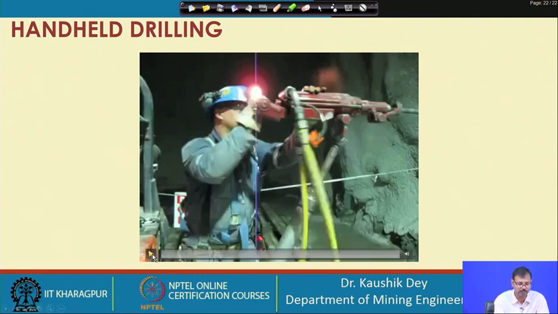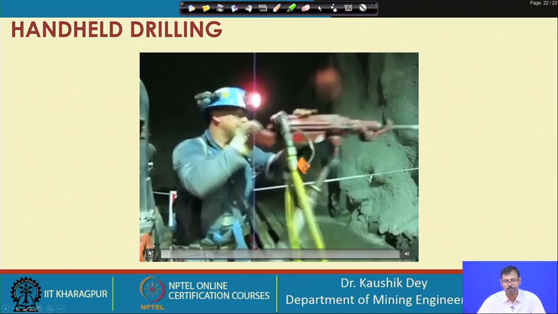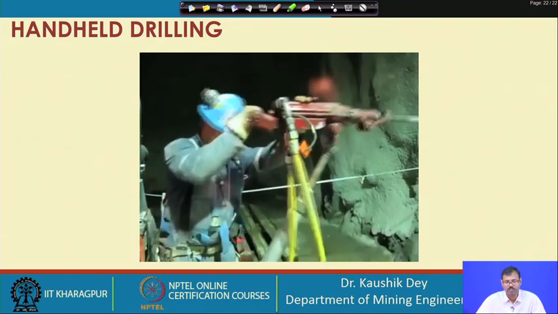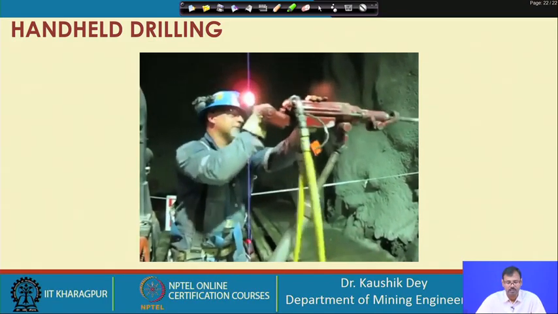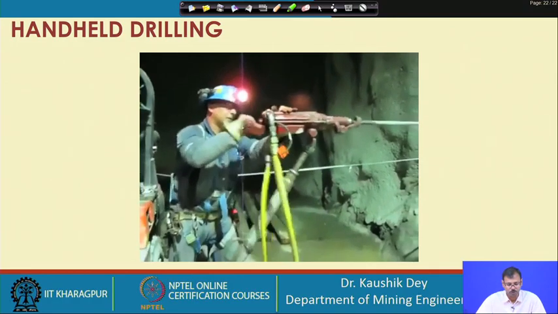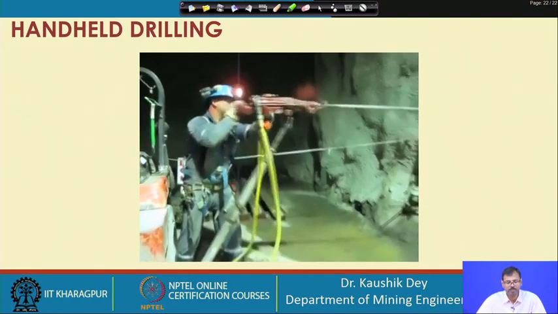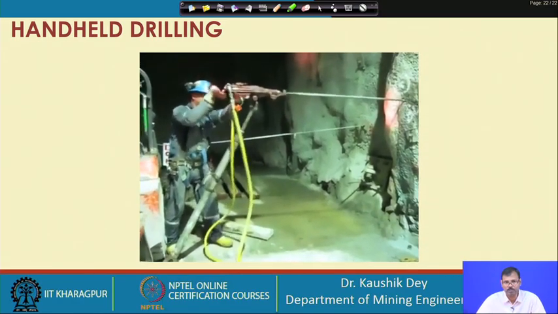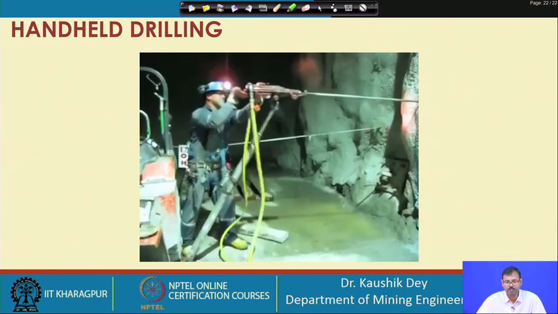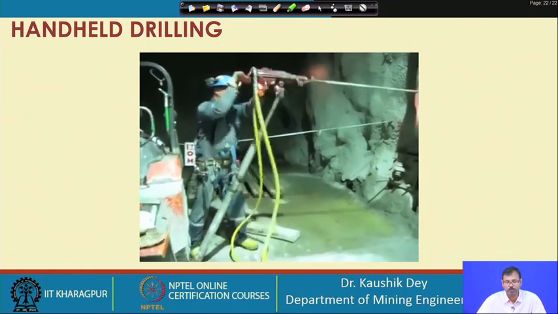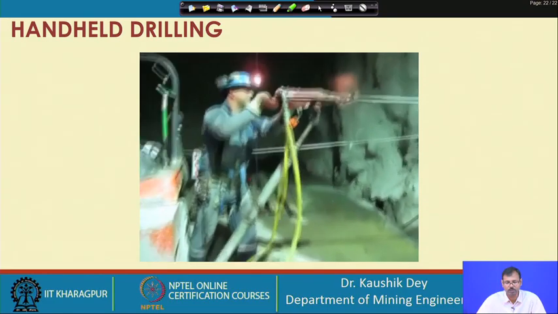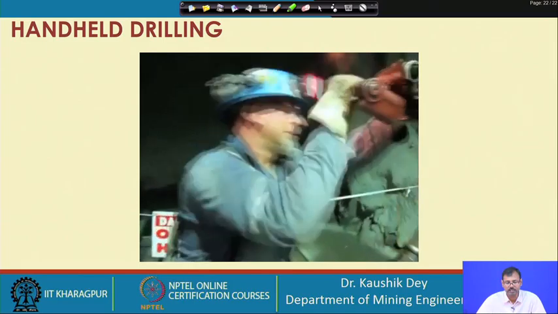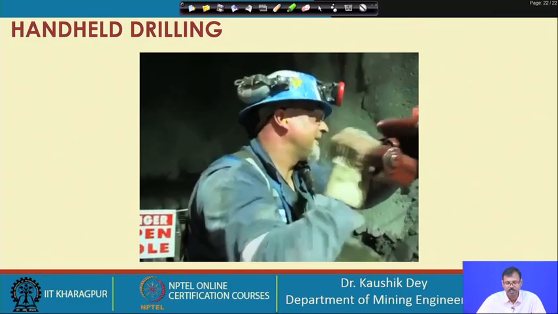One basically shows the manual drilling. Most of the time in underground, sufficient room space is not there, which is why heavy machines are not allowed to be used, or there is no scope of using heavy machines. So most of the time drilling is carried out manually. This is manual jackhammer drilling, where an air leg is used to take the load of the machine.